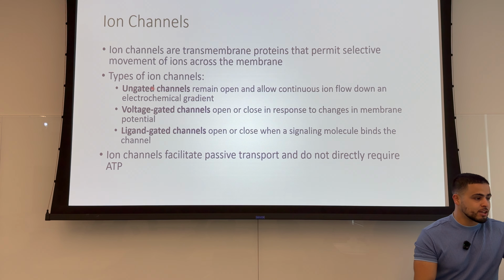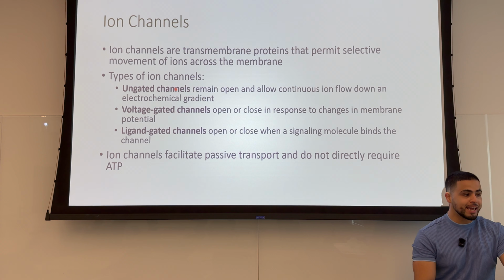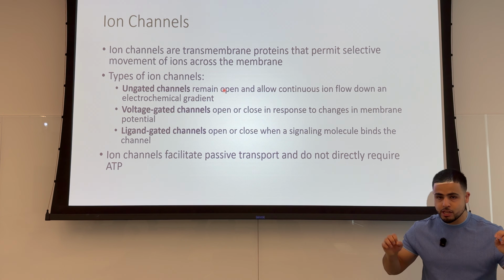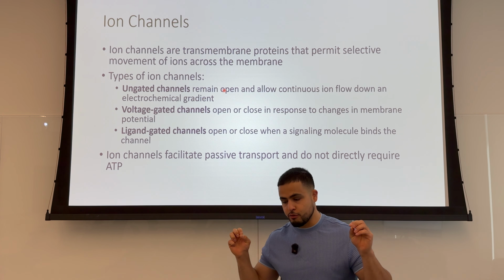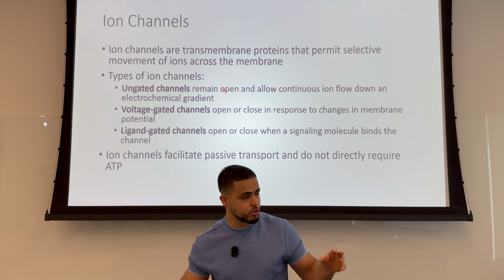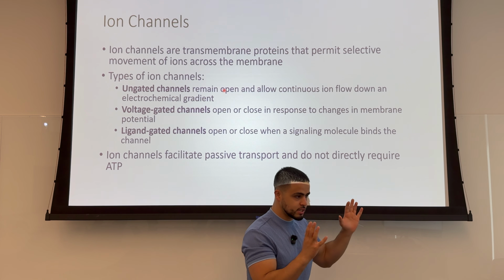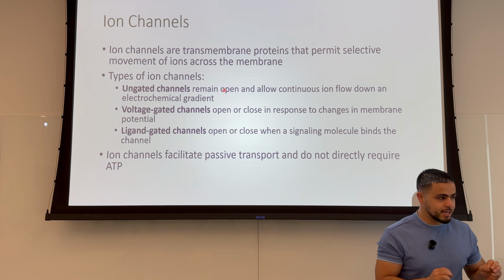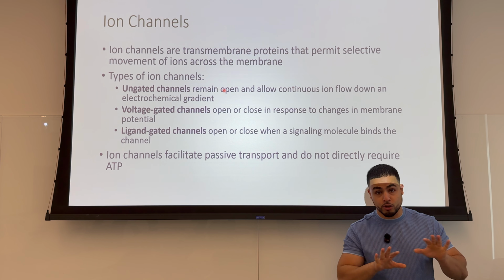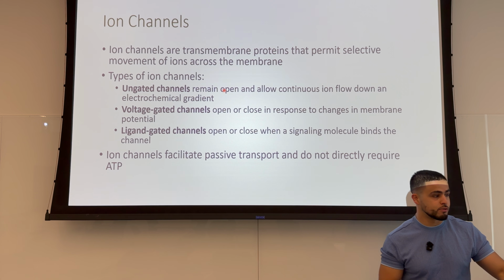So let's take a look at the different kinds. We have ungated channels. So these continuously allow for the flow of charged atoms, for example, potassium down its electrochemical gradient. And again, more on this in subsequent slides, but the idea is that these are ungated. They don't close. They allow for continuous flow.